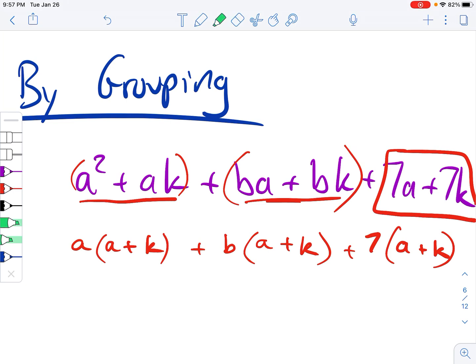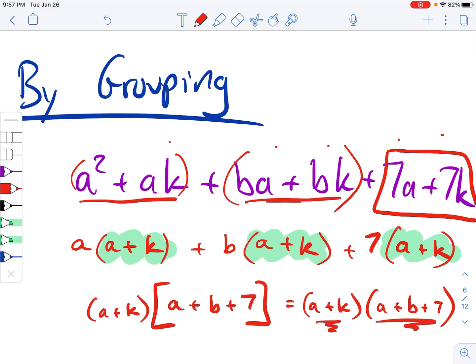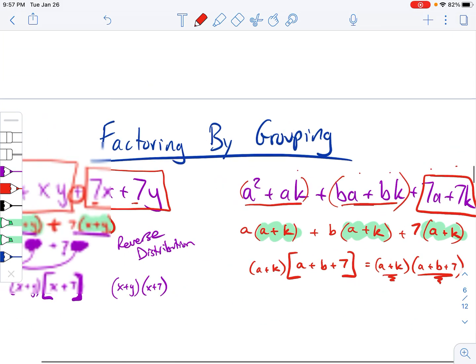So now I have this a plus k as my common factor. So I'm going to remove a plus k as the common factor, and what's left over is the a, the b, and the 7. So this 6-term second-degree polynomial factors into a binomial times a trinomial. I make a note to see, can I simplify these at all? I cannot.